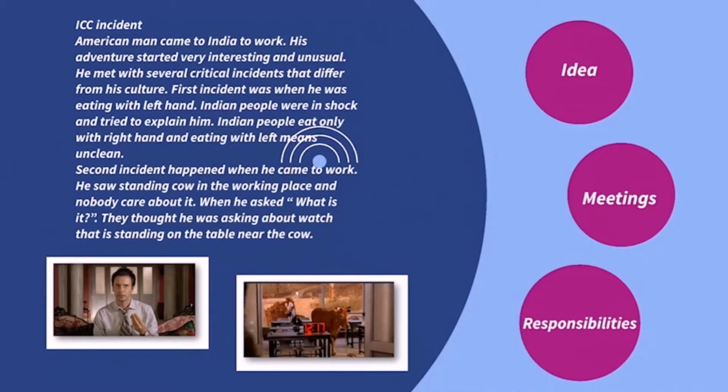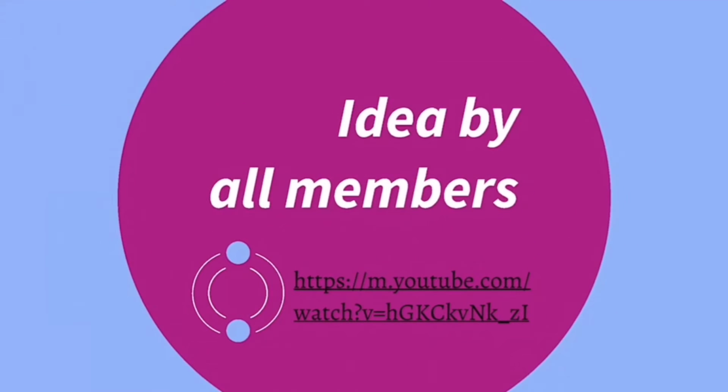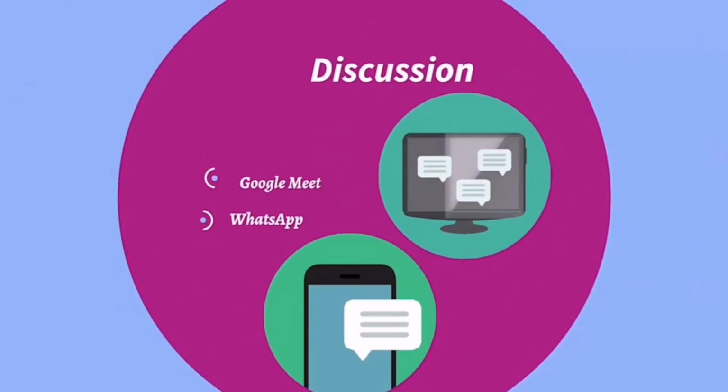Second incident happened when he came to work. He saw a standing coat in the working place and nobody cared about it. When he asked what it is, they thought he was asking about the watch that is standing on the table near the car. The idea of this critical incident was taken from internet sources like YouTube. Our teamwork discussions were provided by Google Meet and WhatsApp.